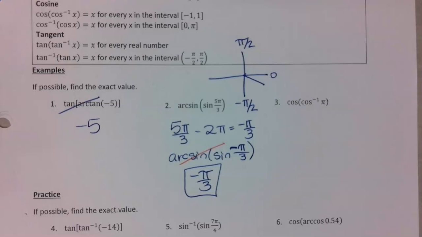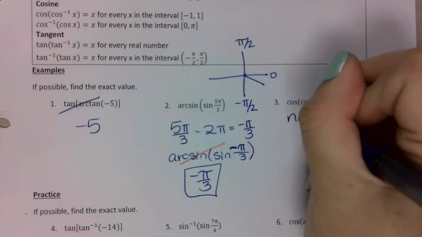Okay, so number 3. I am doing inverse cosine first. Is pi in between negative 1 and 1? No. So this one is not in the domain.